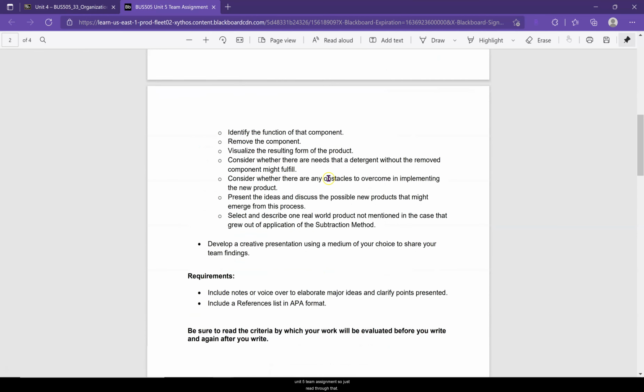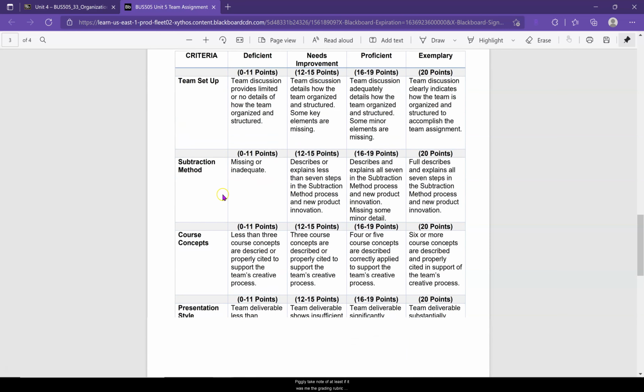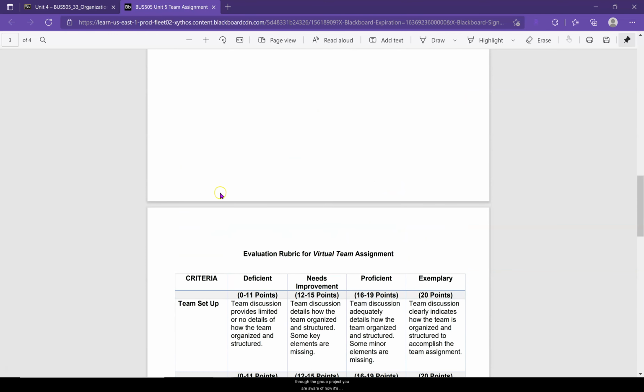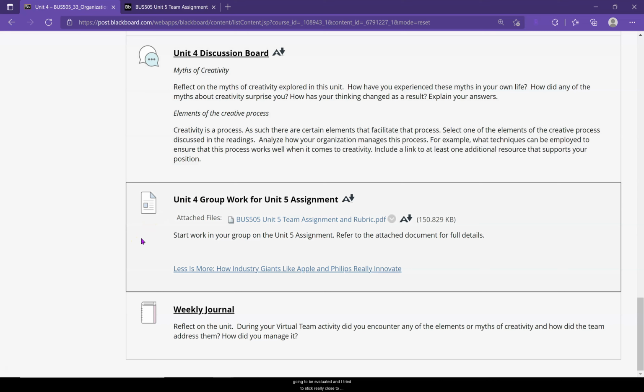So just read through that, particularly take note of, at least if it was me, the grading rubric, because that way you can see as you're planning and working through the group project, you're aware of how it's going to be evaluated. And I've tried to stick really close to the grading rubric. So if you match what's required there, then you know you're going to meet the requirements.